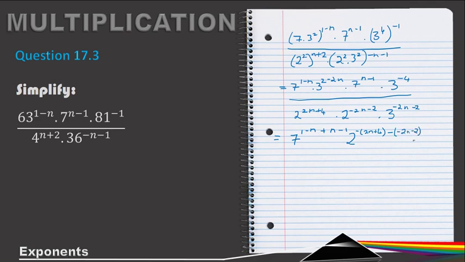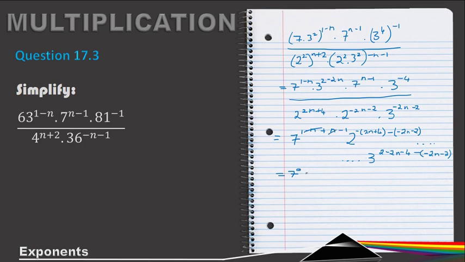And then finally for our 3s, so that's 3 to the power of 2 minus 2n minus 4 for that one. That's just plus negative 4, so it's just minus 4. And then minus negative 2n minus 2. Right, now simplify. So 7 to the power of minus n plus n cancels, 1 minus 1 cancels. So that's 7 to the power of 0.